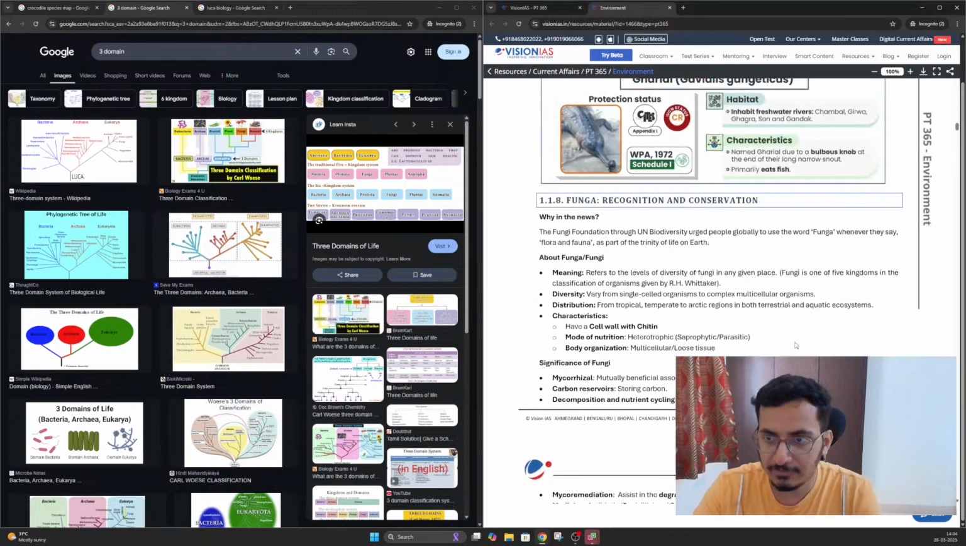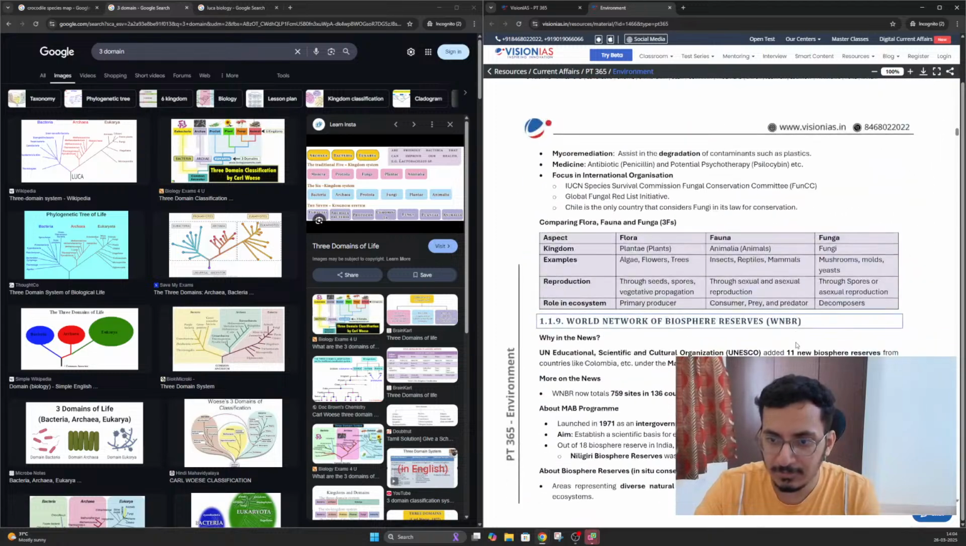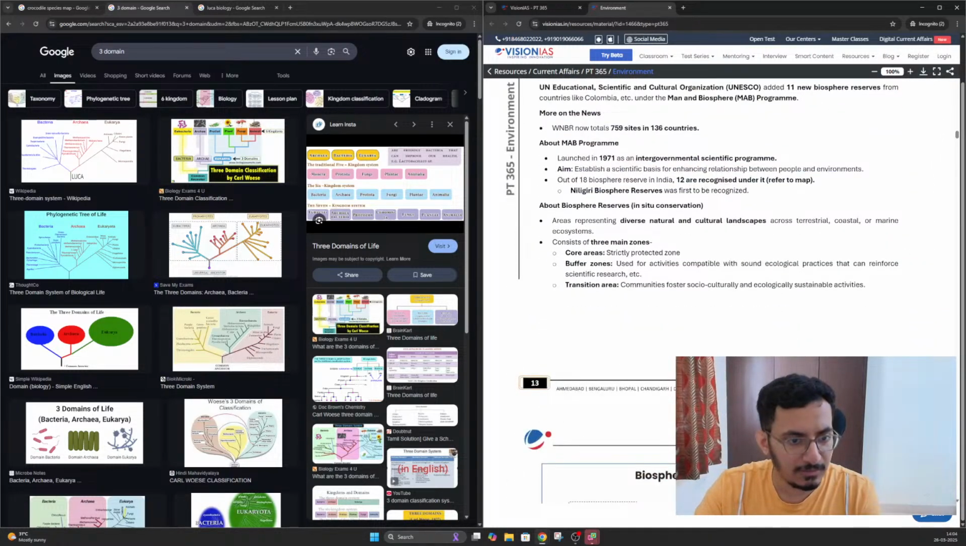Okay, that takes care of all the major groups. Now the next topics are the Biosphere Reserve Network, which would be the last one, and Eco-sensitive Zone. These two measures for conservation should take around 20 minutes of time.